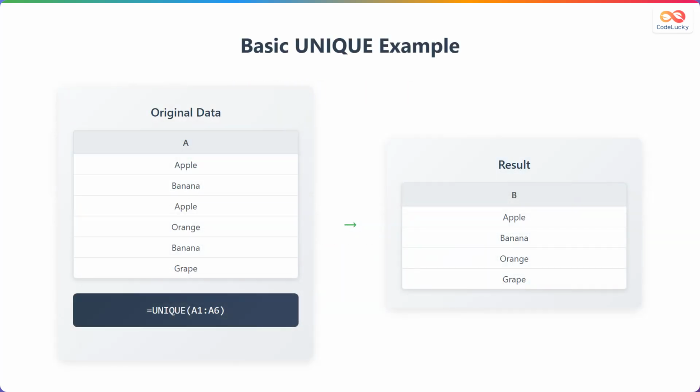Let's walk through a basic example of the UNIQUE function. Here we have a list of fruits in column A, which includes apple, banana, orange, banana, and grape. By using the formula =UNIQUE(A1:A6), we can extract the unique values from this range. The result is a new list in column B that contains apple, banana, orange, and grape.